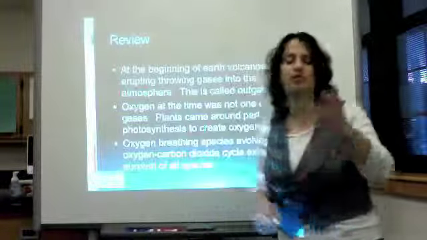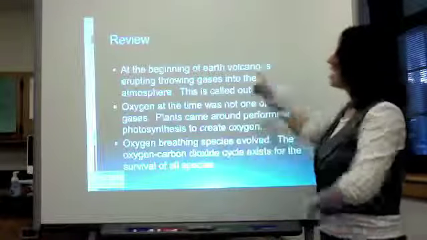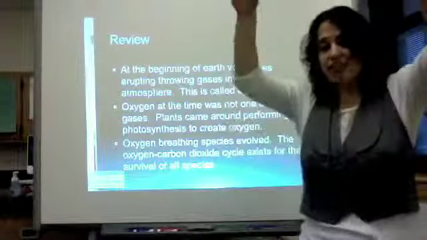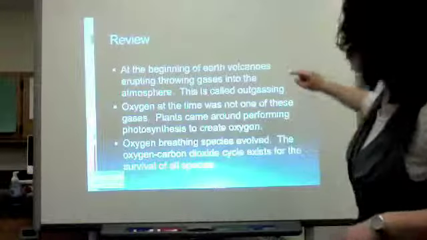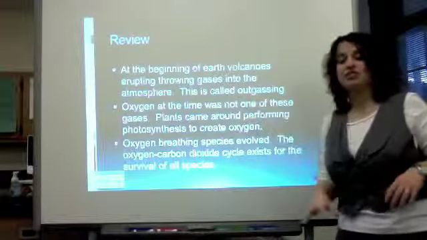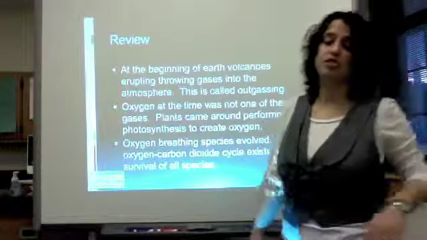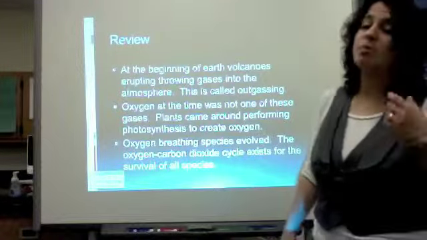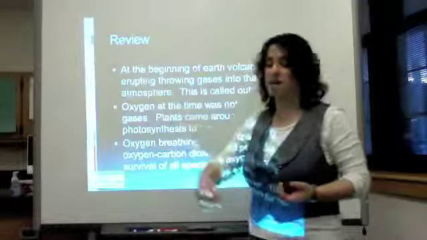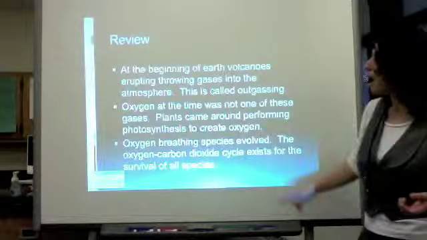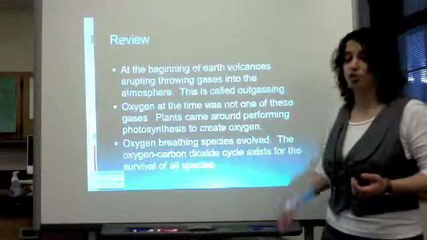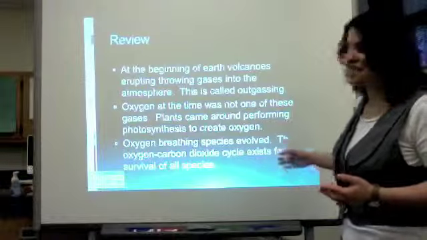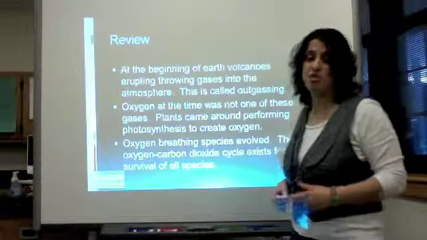So let's review what we've learned today. At the beginning of Earth, volcanoes erupting throws gas into the atmosphere called outgassing. Oxygen at the time was not one of the gases thrown out. Plants came around and they performed photosynthesis, which created oxygen. Oxygen-breathing species were able to evolve, and the oxygen-carbon dioxide cycle existed so that all species could survive.